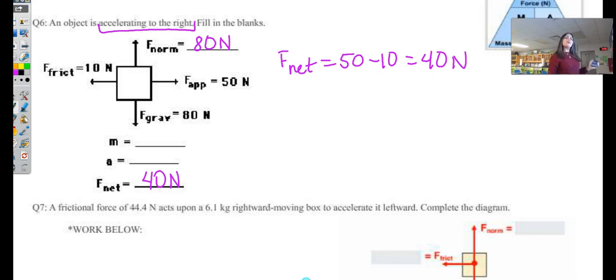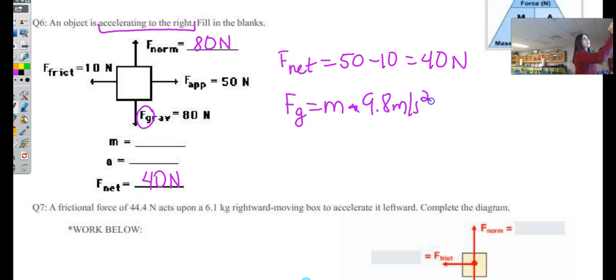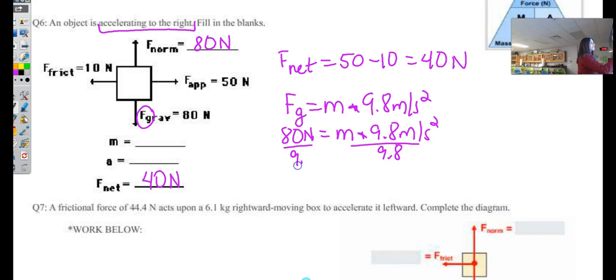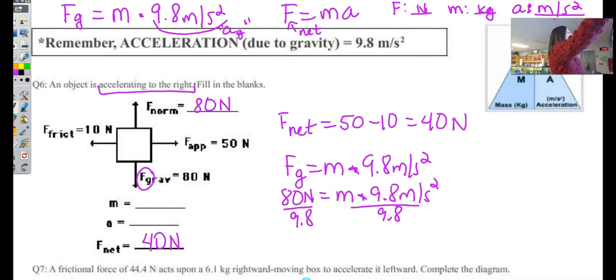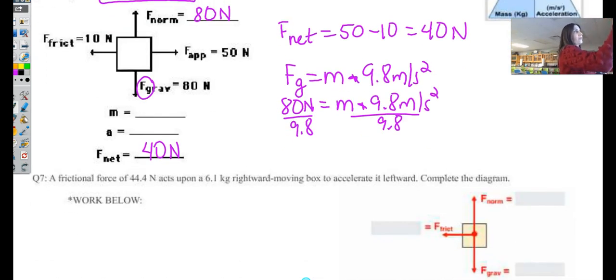Next, I don't know my mass, but if I know Fg, just like I said before, I can always figure out my mass simply by using this equation. Now you can either do the algebra. I know that Fg is equal to 80 newtons, and so if I'm looking for m, then all I'm going to do is divide both sides by 9.8. The other thing that you can do is you can use your triangle. So the way the triangle is going to work is, we can even just rewrite the triangle so that we get used to it.